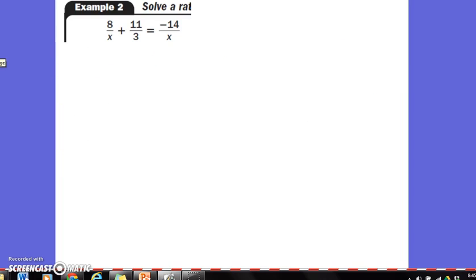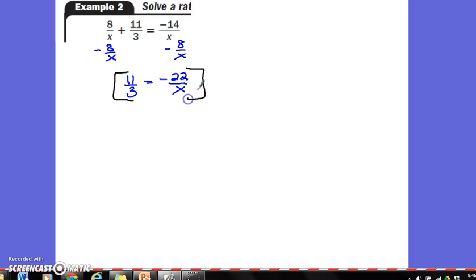Moving on. Now here we have two terms and nobody has a common denominator we can add together. If you really wanted to, you could say minus 8 over x minus 8 over x, and you get 11 over 3 equals a negative 22 over x. You could do that if you wanted. You don't have to. What you could do is also just multiply through by a 3x to clear the fraction.